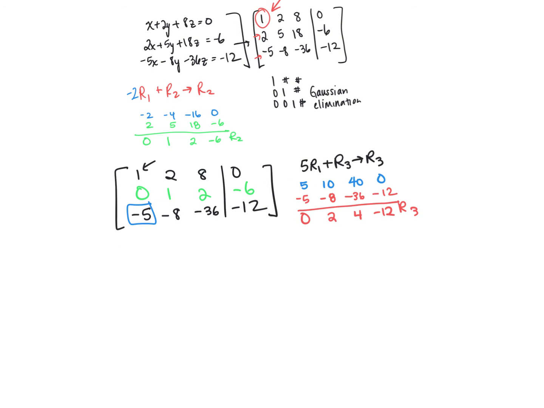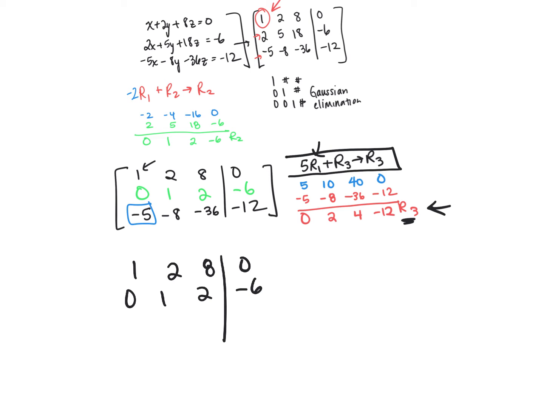Again, I'm going to write row 1 and row 2 the same, because the only row that changed is row 3. So even though I used row 1, I only changed row 3. It's really important that you write down the row operations that you did to show each of these steps here. So my row 3 is 0, 2, 4, -12.